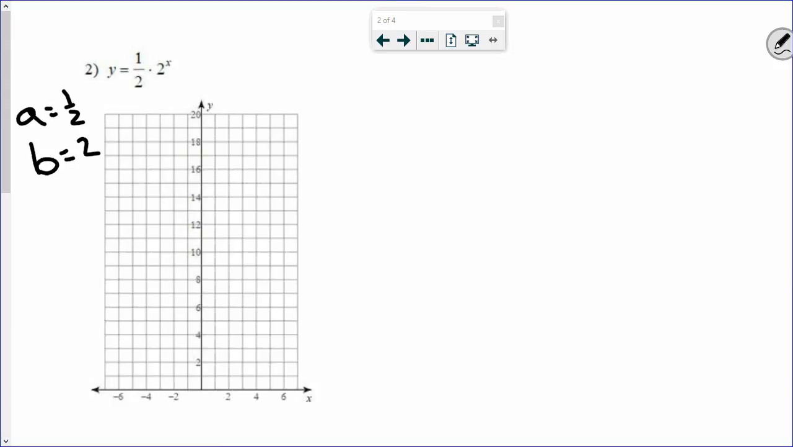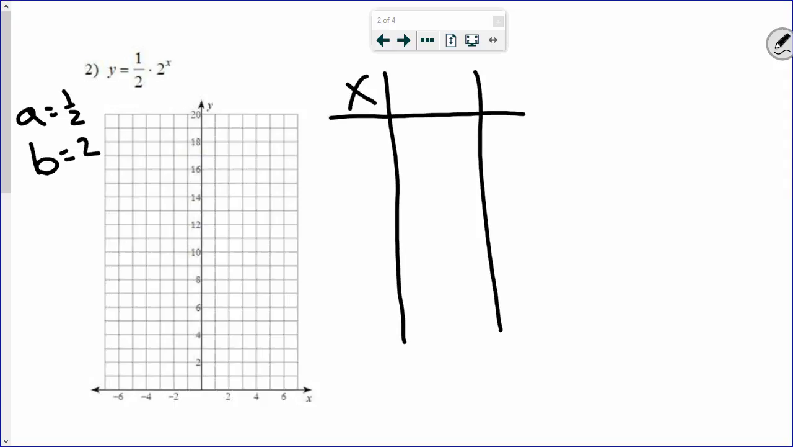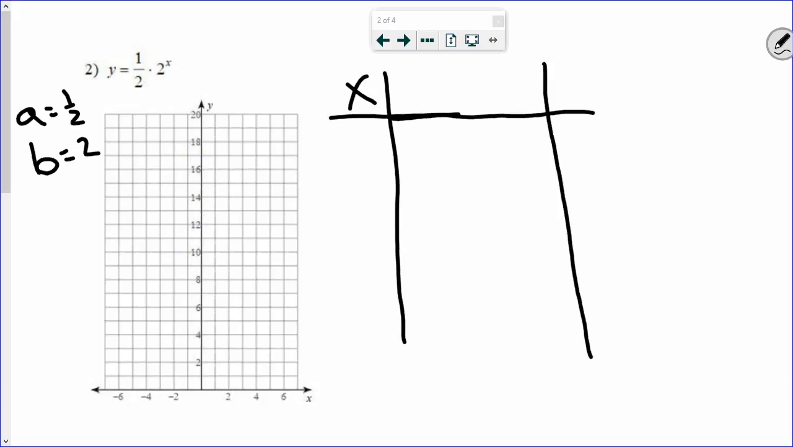All right, same exact idea here. We're going to make our chart of points. I'm going to give us a little more room here. You might want to do the same. Plugging these ones in is a little more work, so give yourself a little more room there. And let's do that. Again, the x values we want to plug in aren't changing. That's going to be -2, -1, 0, 1, and 2.